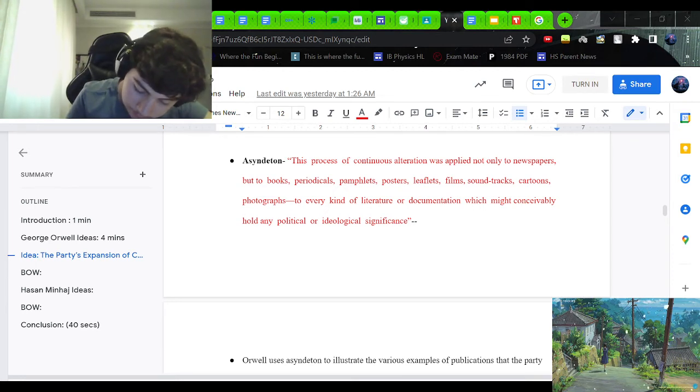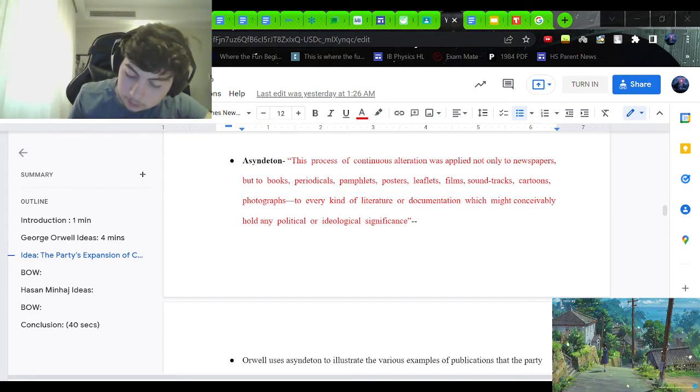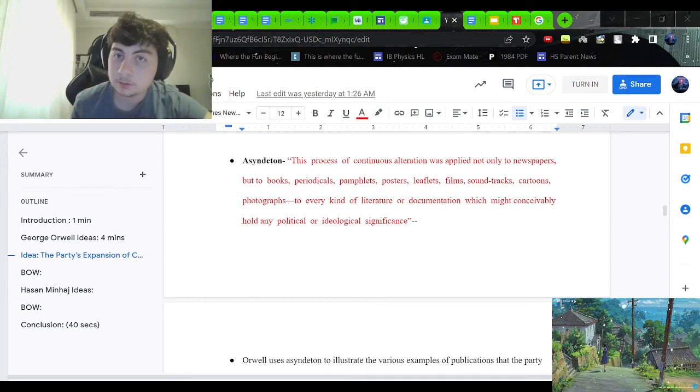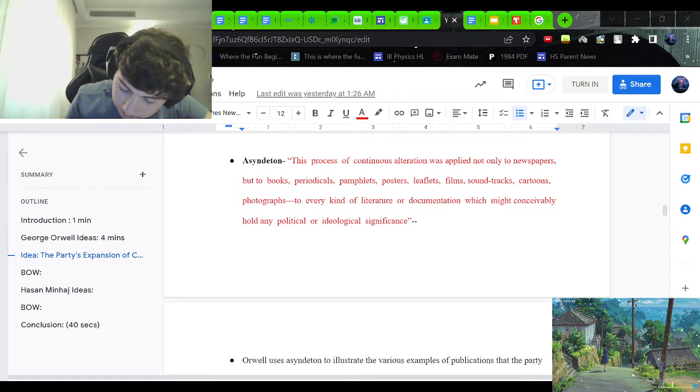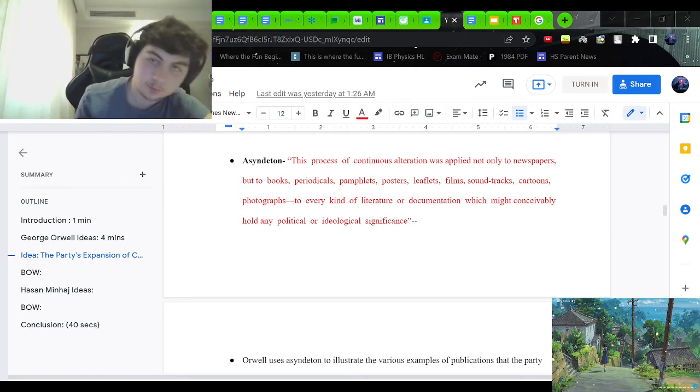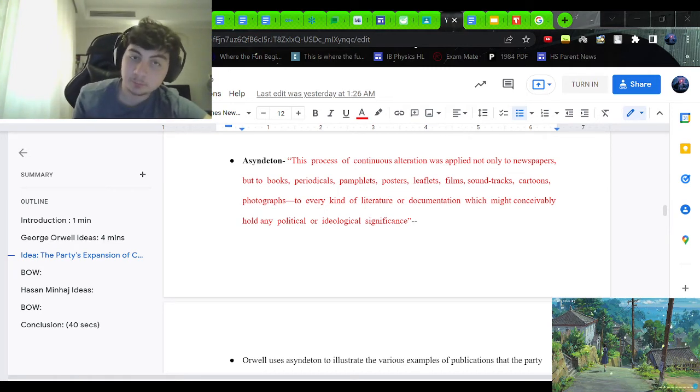Orwell dictates, this process of continuous alteration was applied not only to newspapers, but to books, periodicals, pamphlets, leaflets, films, soundtracks, whatever was written on there. But to books.